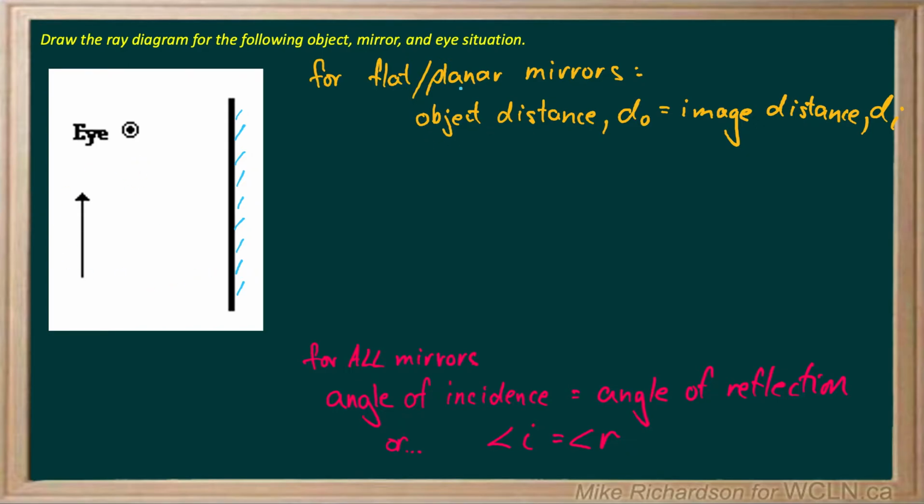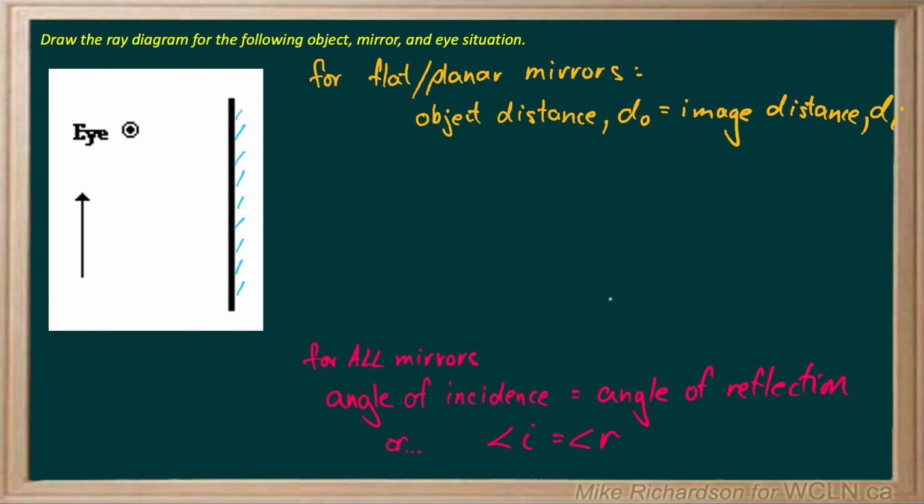For flat, also known as planar mirrors, the object distance is always equal to the image distance. So that means whatever this distance is here between the object and the mirror, the image is going to be located exactly the same distance behind the mirror. And then the other thing that's true for all mirrors is that the angle of incidence always equals the angle of reflection. We're going to make sure that that's true when we finish our diagram.